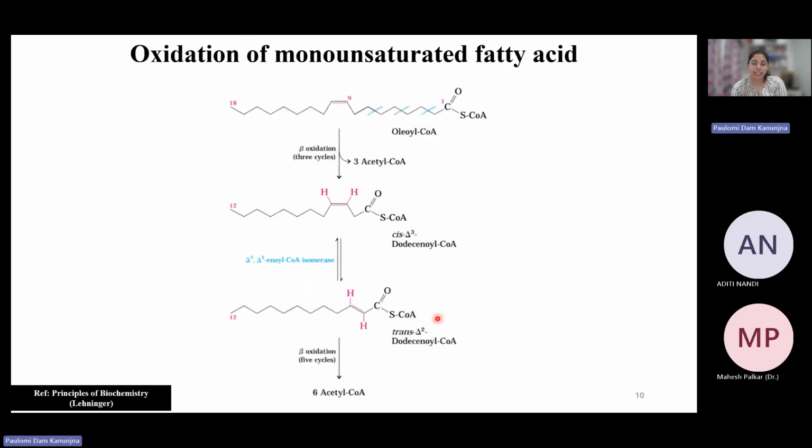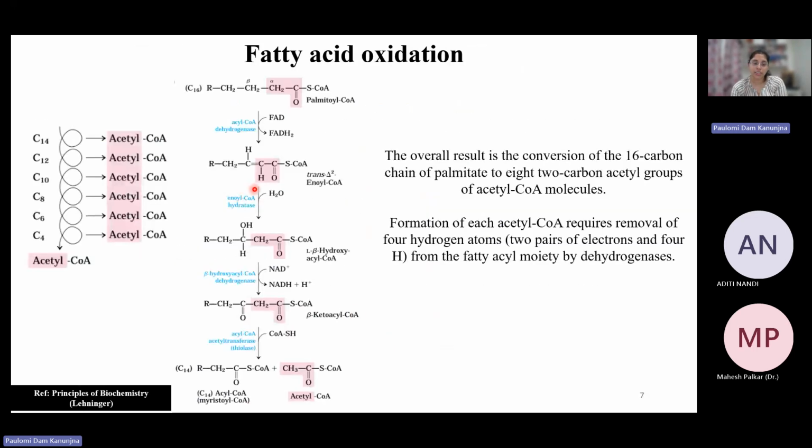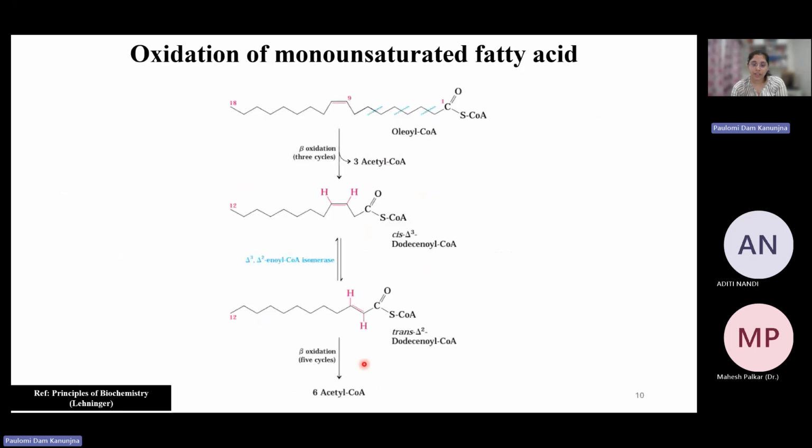So it uses isomerase. This is in trans configuration. And once it is in trans configuration, it can simply continue with this step. So here, after this, you require 5 more cycles to give 6 more acetyl coenzyme A, right? So what is the idea here?